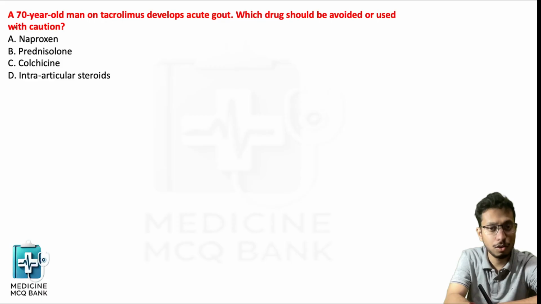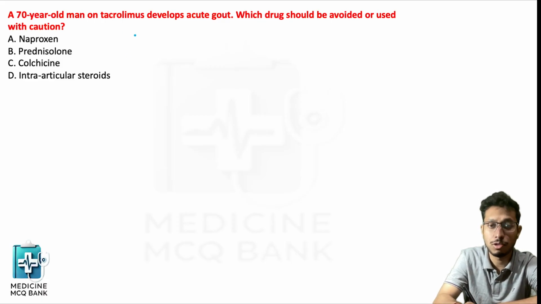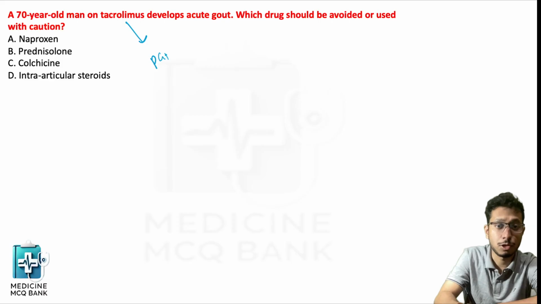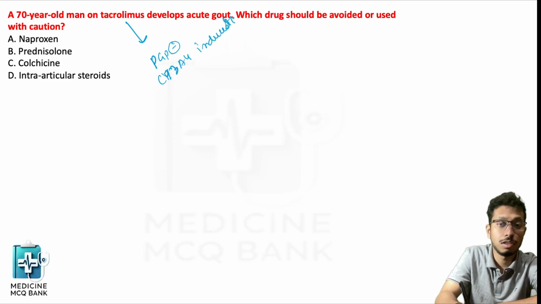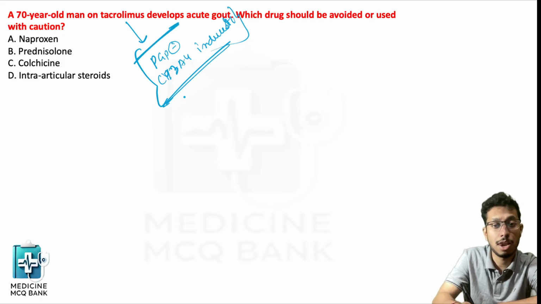Okay. So coming to this question, a 70-year-old man on tacrolimus developed acute gout. Which drug should be avoided or used with caution? So obviously we know tacrolimus is nothing but a P-glycoprotein inhibitor, and it increases CYP3A4 inducer, so should be used with caution, along with the drug which passes through it. The drug which passes through it is colchicine.